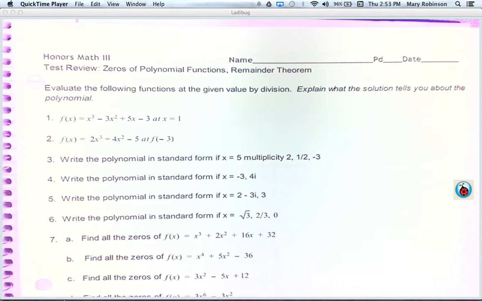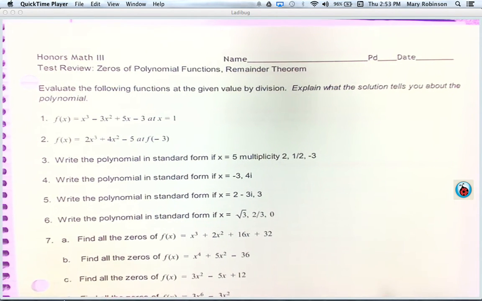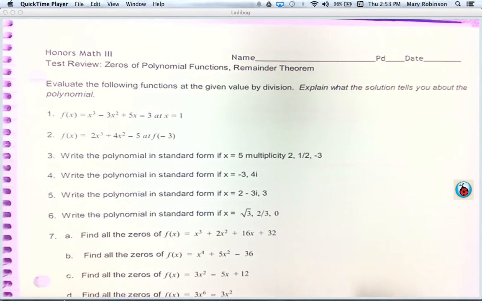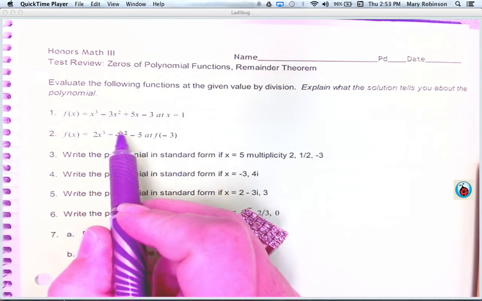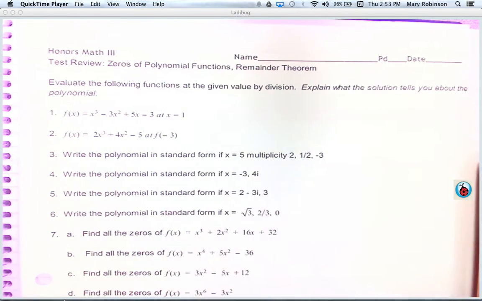Hi, in this video I'll be covering questions 1 through 6 on the test review for test number 3. For numbers 1 and 2, you're asked to evaluate and explain what the solution tells you about the polynomial.